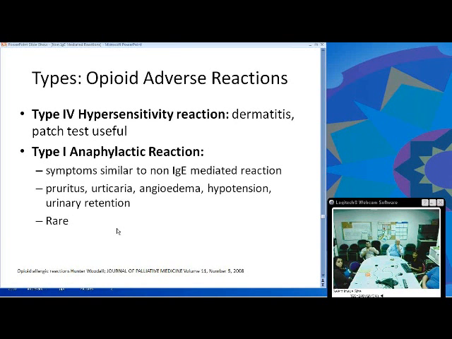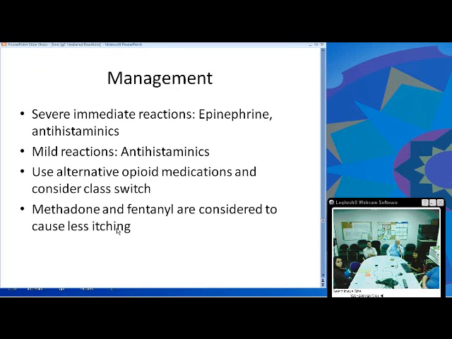Type 4 hypersensitivity reactions have been seen, and it's mainly dermatitis, and then patch test is useful in those cases. Type 1 anaphylactic reactions are rare. Symptoms are actually similar to non-IgE-mediated. Pruritus, urticaria, angioedema, hypotension, urinary retention may be observed, but they are severe enough where you wouldn't repeat the same opioid, but use another alternative one.